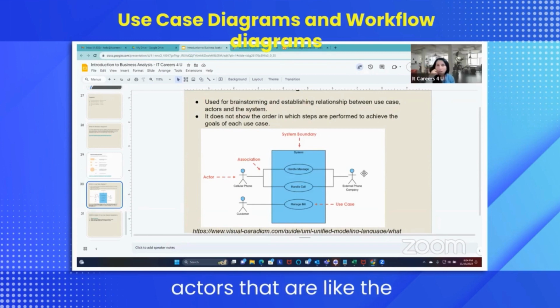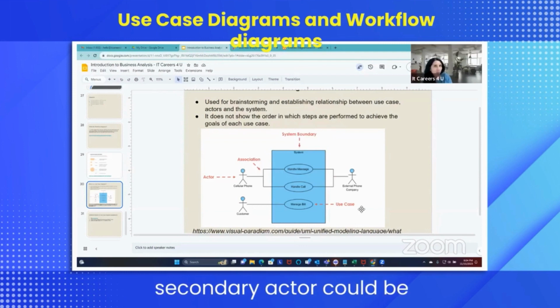Primary actors are actors that are like the main users of the system. These will be your stakeholders that use the system day in and day out. And secondary actors, an example of a secondary actor could be like leadership that only wants reports for the work that's happening.